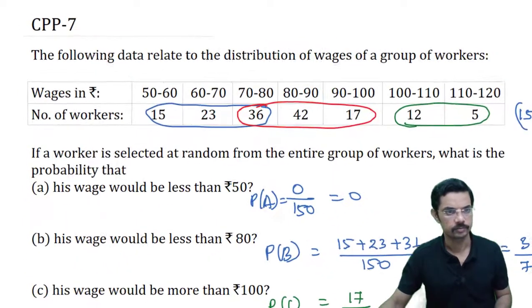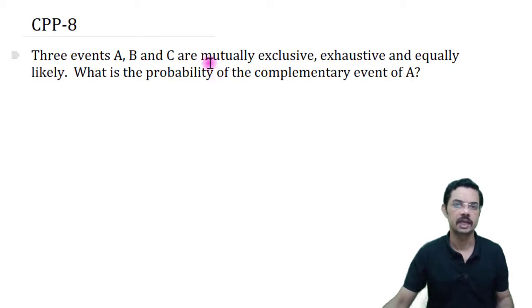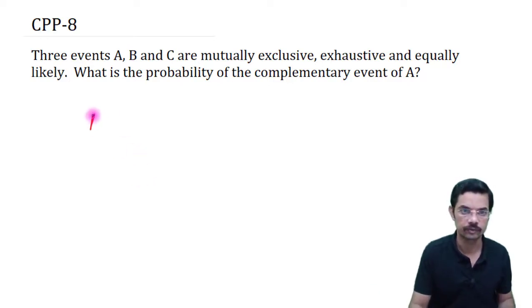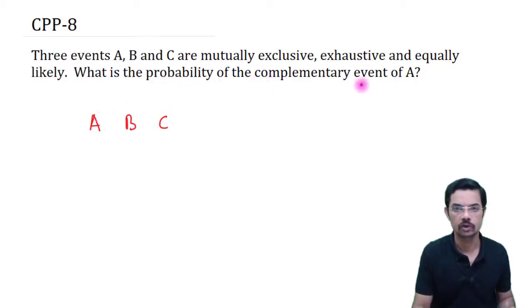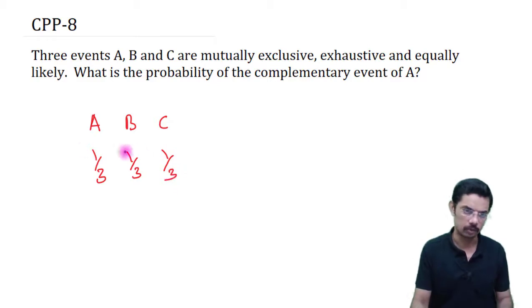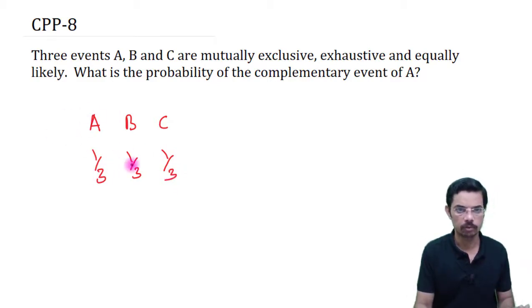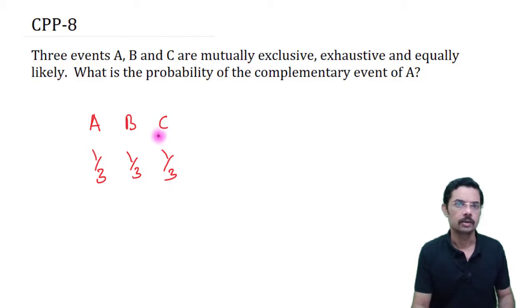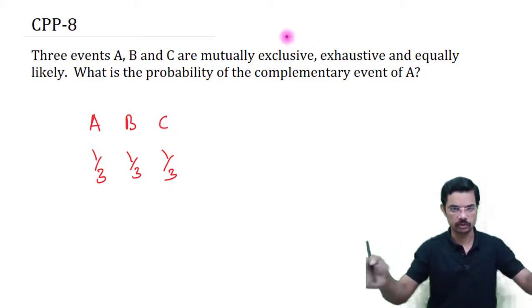The next question, question number 8. 3 events A, B and C are mutually exclusive, exhaustive and equally likely. So if we have 3 events A, B and C, what is the probability of the complementary event? The probability of A will be 1 by 3, B will be 1 by 3 and C also will be 1 by 3. The total will be 1. So all of them are equally likely, and they are mutually exclusive and exhaustive also.